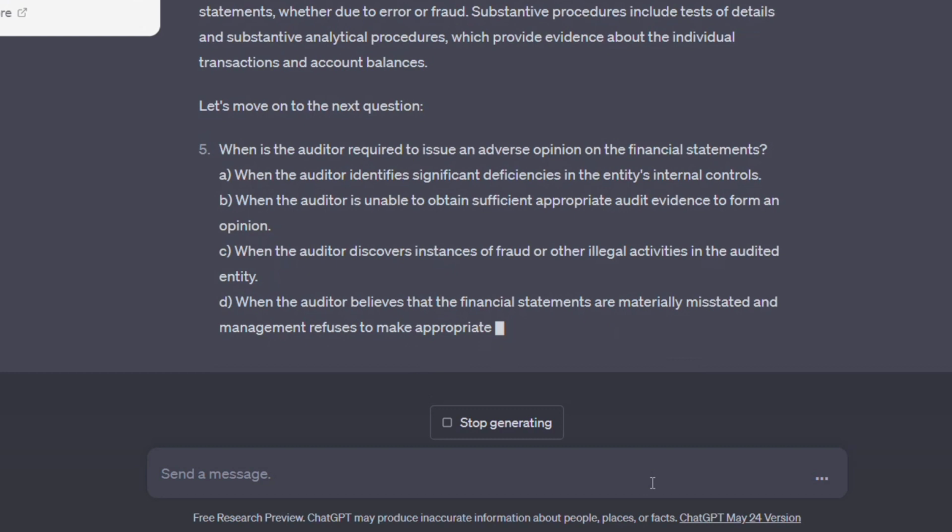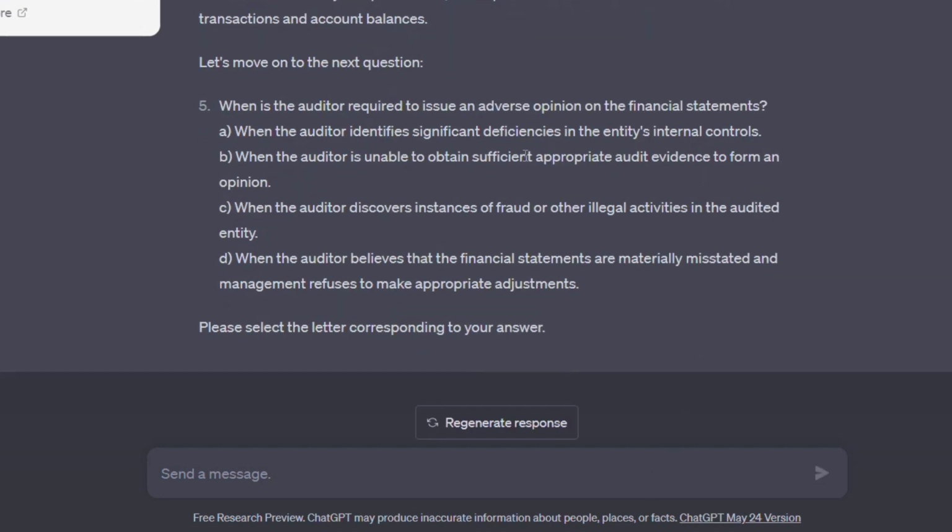When is the auditor required to issue an adverse opinion in the financial statements? When the auditor identifies significant deficiencies? No, no, no. When the auditor is unable to obtain, this is supposed to be disclaimer or qualified opinion. When the auditor discovers instances of fraud and other illegal activities. Could be when the auditor believes that the financial statements are materially misstated and the management refuses. So this is more like it. This letter D.